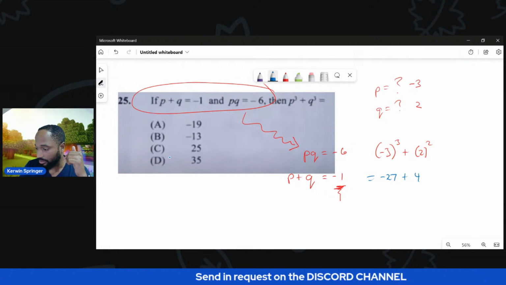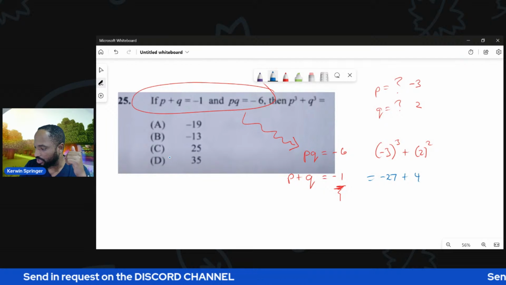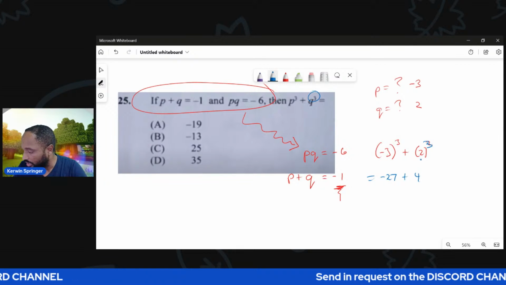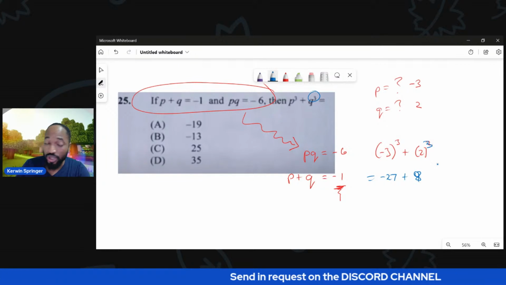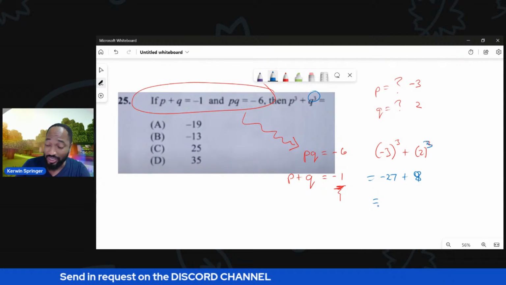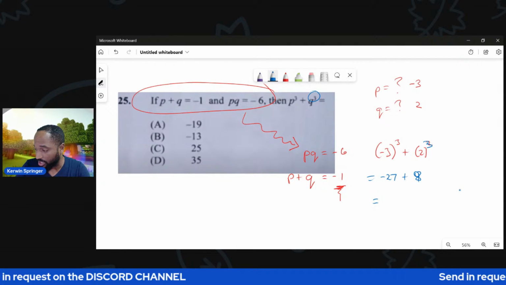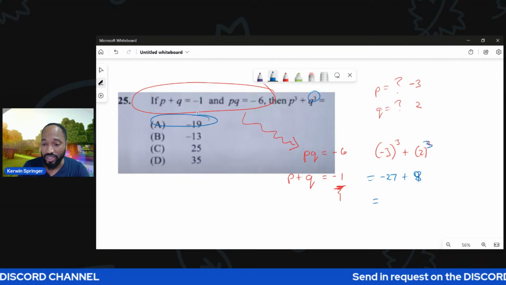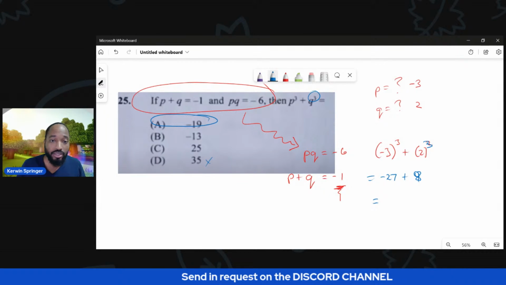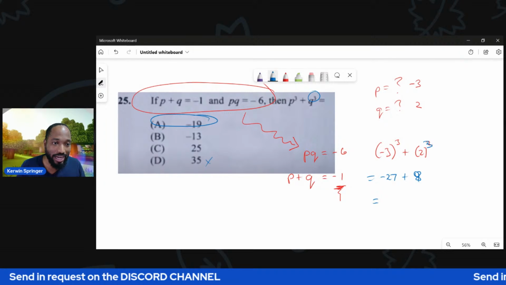It's 2 squared? It's 2 cubed. And then you get frightened. It's 2 cubed. 2 cubed is 8. So negative 27 plus 8 is none other than, let me try that again. Negative 27 plus 8 is none other than negative 19. A is the answer, not B. Pay special attention to that question. A question like that might show up on there.